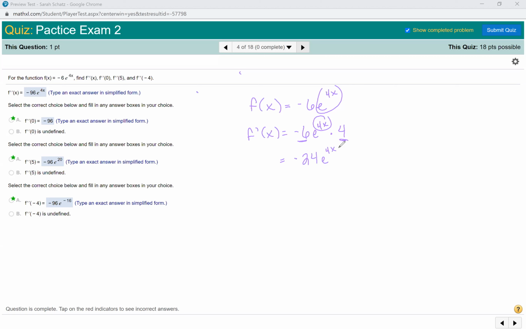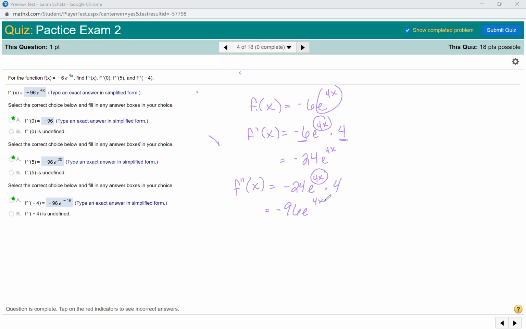Okay, so remember, I can't stop there. I've got to now find the second derivative. But the method's going to be basically the same. This time I'm going to bring down the -24. And I'm also going to bring down the e to the 4x just as is. And then I'm going to multiply the derivative of 4x. So each time it's just getting bigger by a factor of 4. So then we'll have -96e to the 4x.